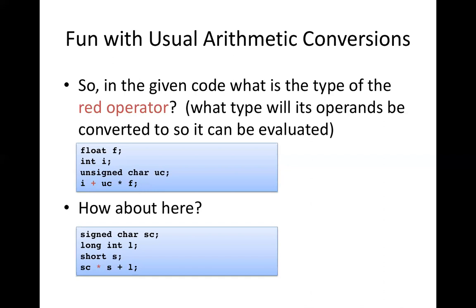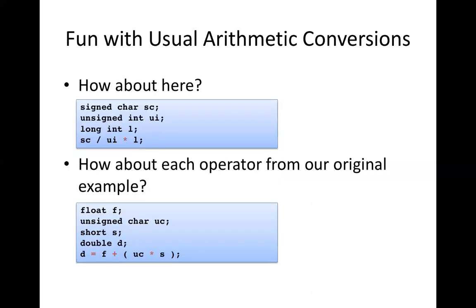In this next example, you've got a signed char times a short plus a long int. Well, here the multiply is going to happen first. These are both lower rank than int. So on the common platform, they're both going to get promoted to int before it does the multiply. Stop me if you have questions about this.